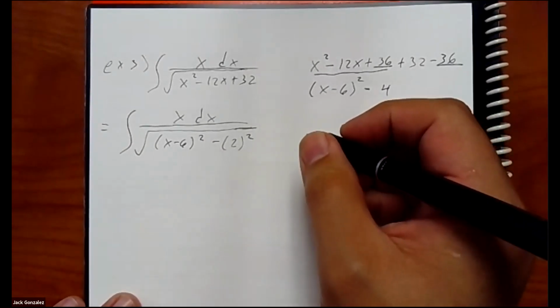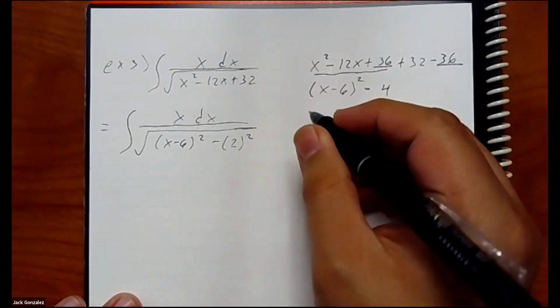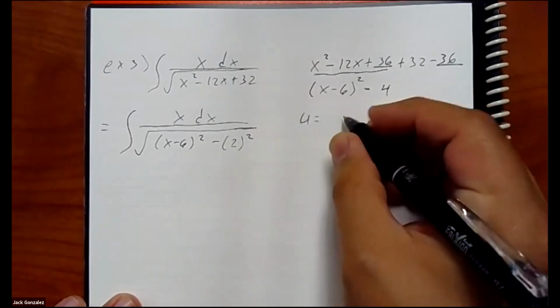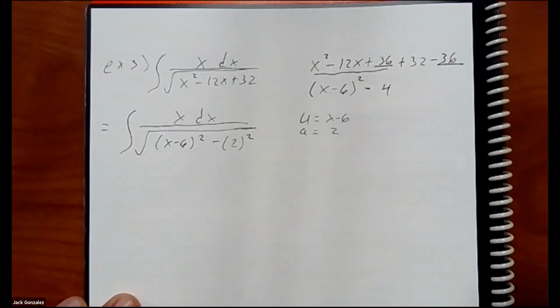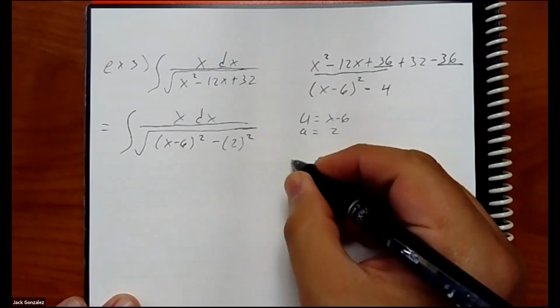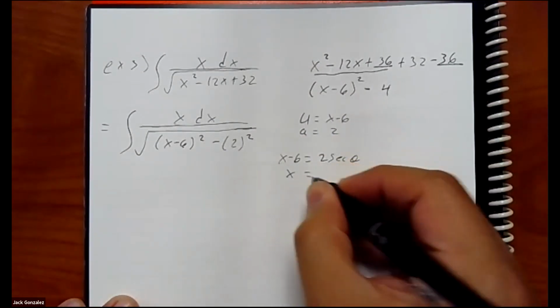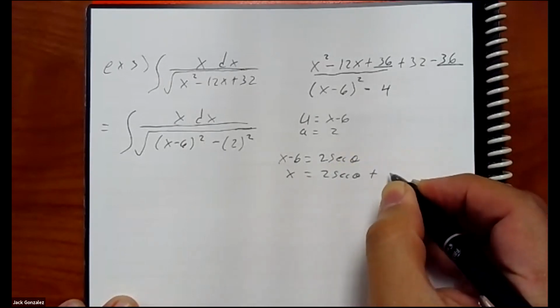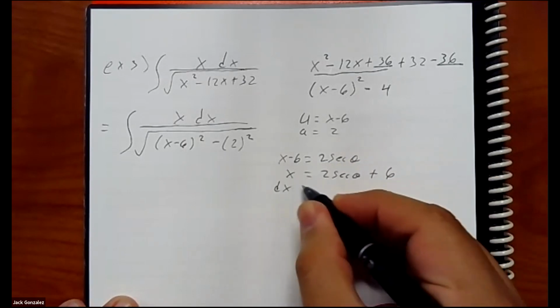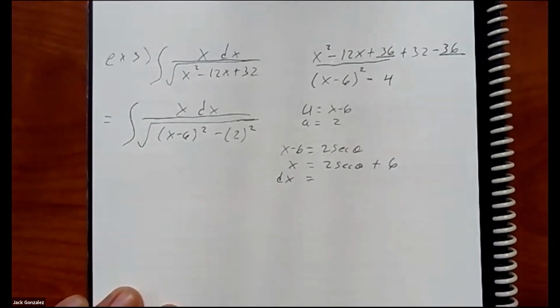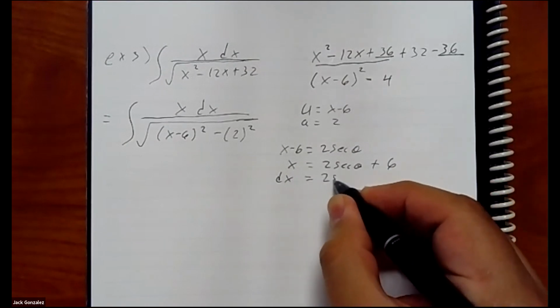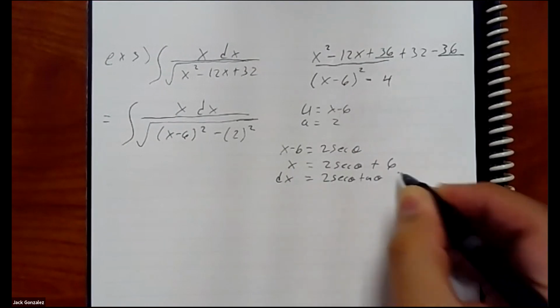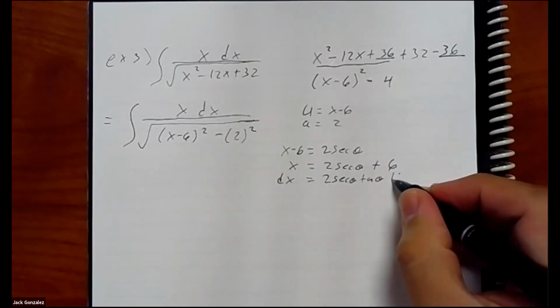Okay, so our u is x minus 6, right? Our a is 2. So x minus 6 is equal to 2 secant theta, which means that x is equal to 2 secant theta plus 6. dx would be, what's the derivative of 2 secant? Two secant tangent. That 6 is gone. d theta.